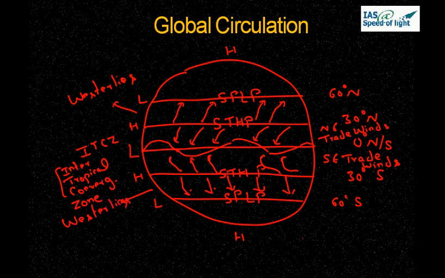Now here at the poles, which are very cold, a lot of air sinks, and there is a subpolar low pressure belt. So now we again get winds from high pressure to low pressure, and these are known as polar easterlies. Similarly, in the southern hemisphere, we get polar easterlies.